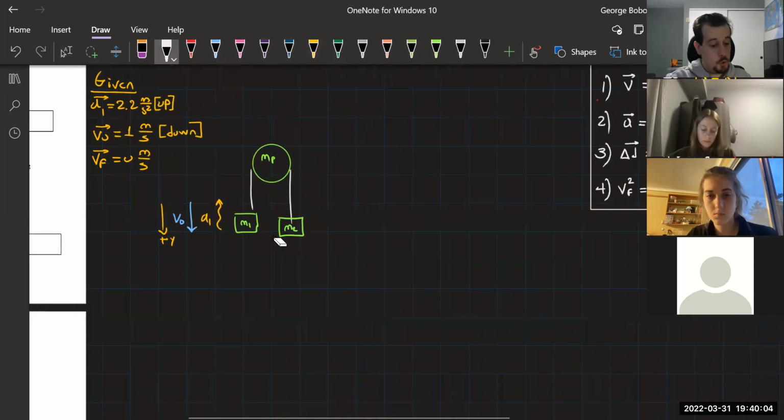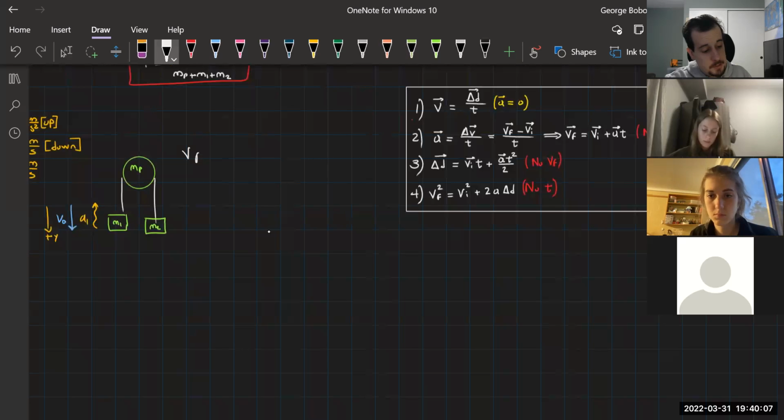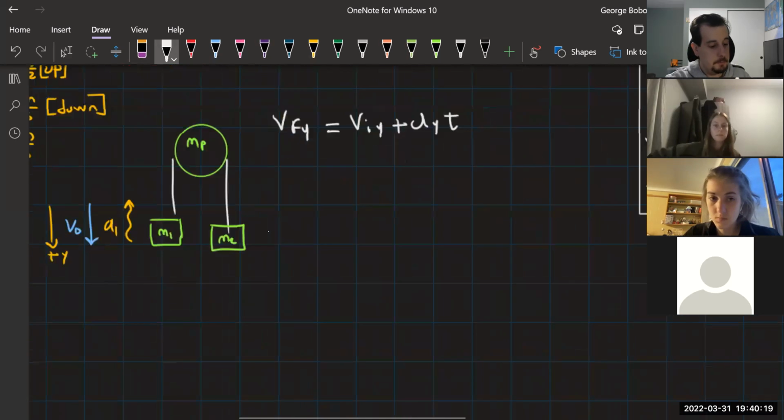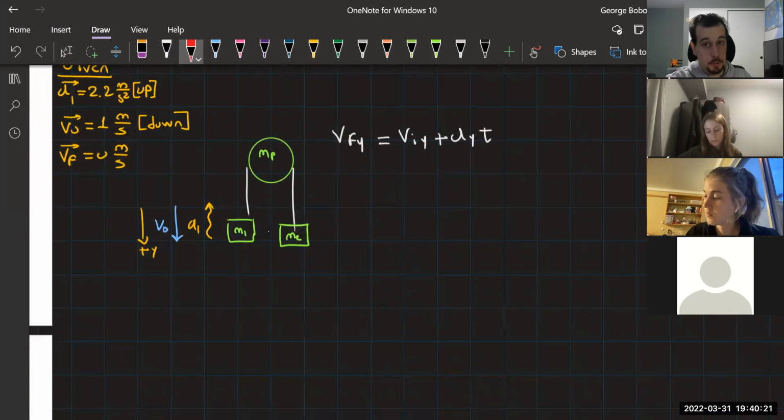Okay. So you pick the second equation. We're going to turn it into the y component. So VFY is VIY plus AY times time. Fair enough. These are dummy variables. We have to switch them into our diagram variables. What do I want the final velocity to be? 0. The initial is given as V naught, and the acceleration is A1. So you have 0 equal to V naught.